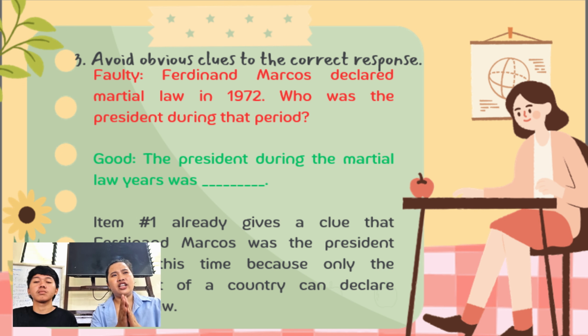Okay, Ferdinand Marcos declared martial law in 1972. Who was the president during that period? So it's very obvious. So we have to avoid obvious clues for those questions. Okay, so let's proceed to number 4.